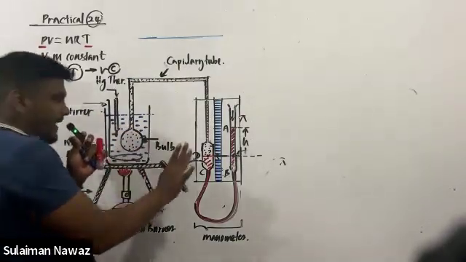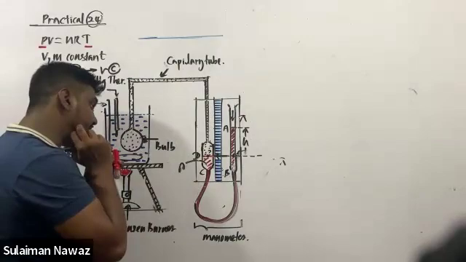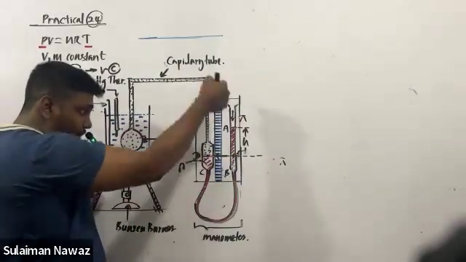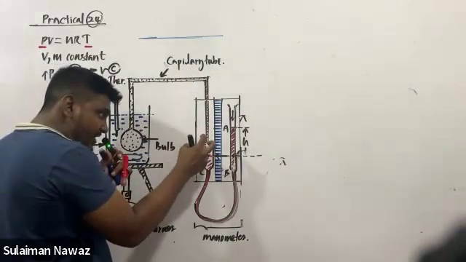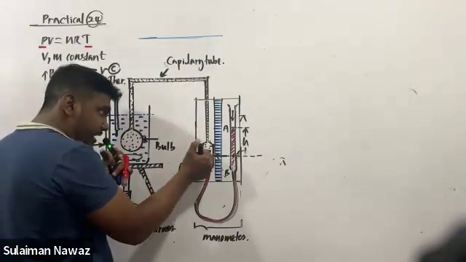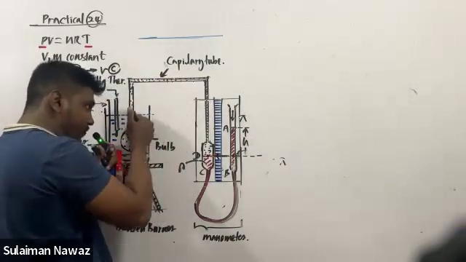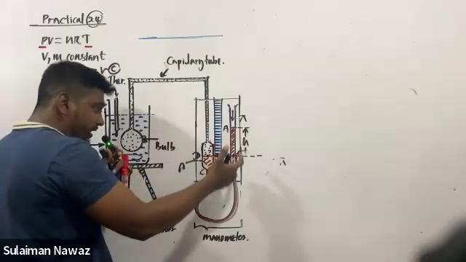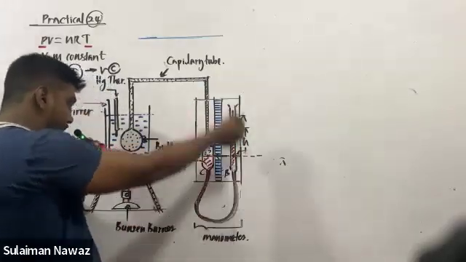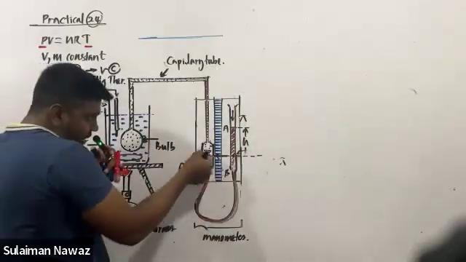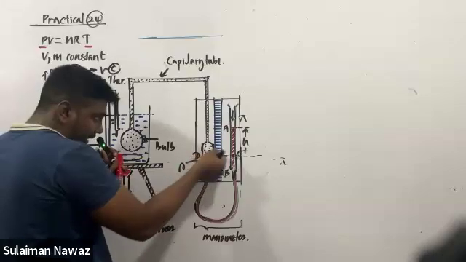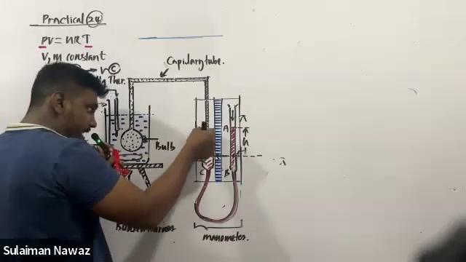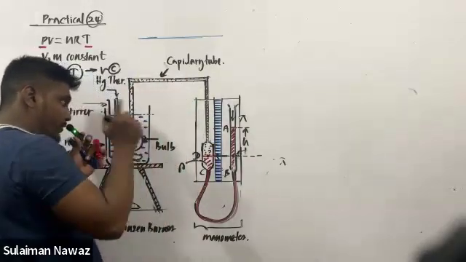That's why, if someone asks why we are moving the AB tube up or down, it is to always ensure that the volume of the gas remains constant throughout the practical. We are changing the AB tube up and down, and we are always keeping the mercury meniscus at this indicator level. Then we can ensure the same volume, or constant volume.